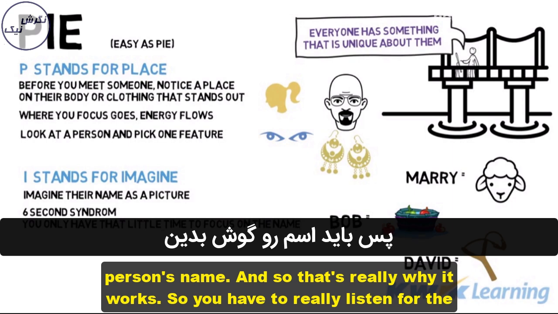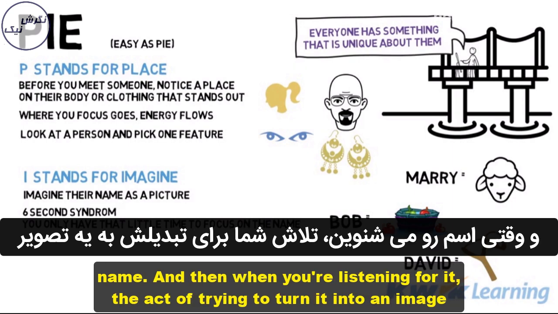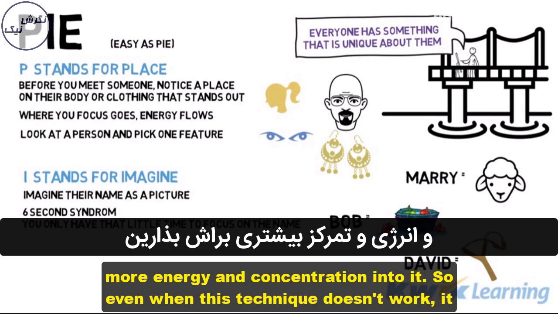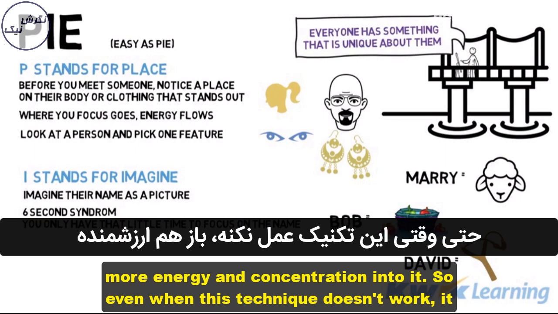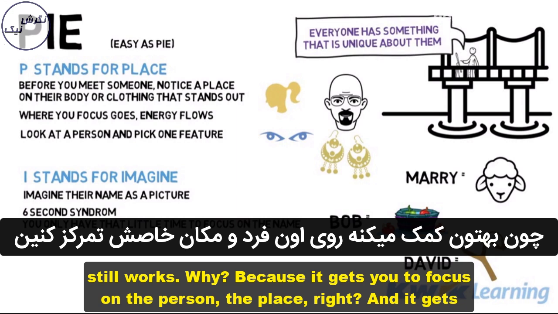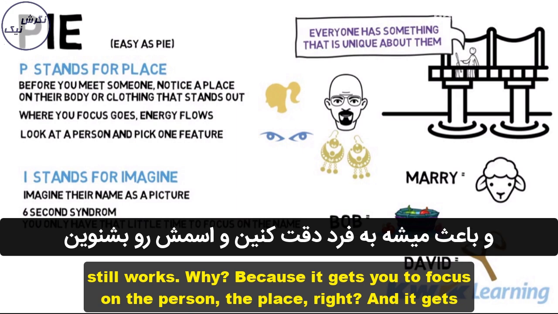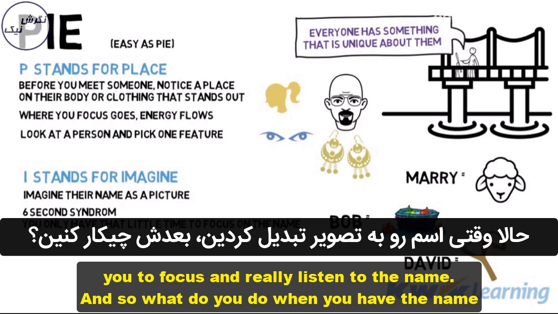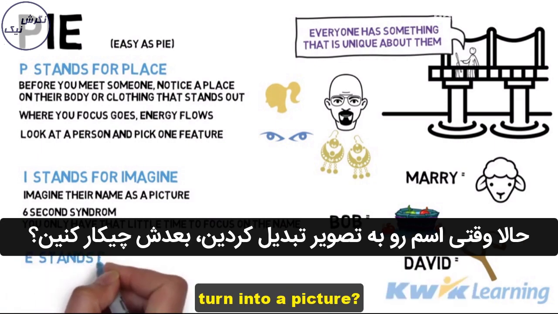So you have to really listen for the name. And when you're listening for it, the act of trying to turn it into an image helps you to really have this awareness around it, and you make it personal, and you put more energy and concentration into it. So even when this technique doesn't work, it still works. Why? Because it gets you to focus on the person, the place, right? And it gets you to focus and really listen to the name.